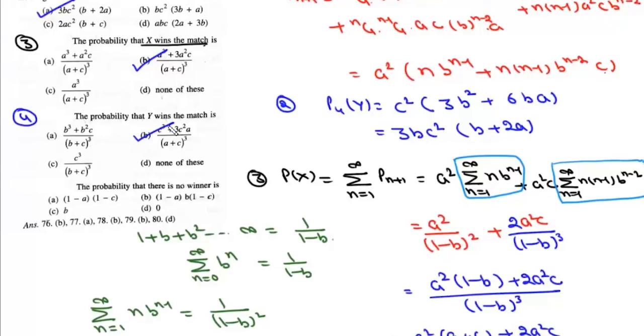And then finally, we need to find the probability that there is no winner. Now, if we add these two cases, then it will be a cube plus c cube plus 3a square c plus 3c a square, which is a plus c whole cube. So the sum of these two probabilities is 1. That means these two probabilities are mutually exclusive and exhaustive. So out of x and y, there will be exactly one winner. So the probability that there will be no winner is simply 0, and that's your option D.